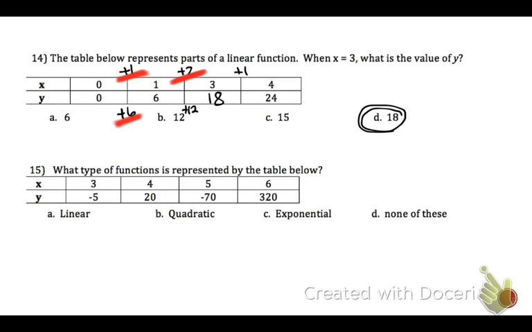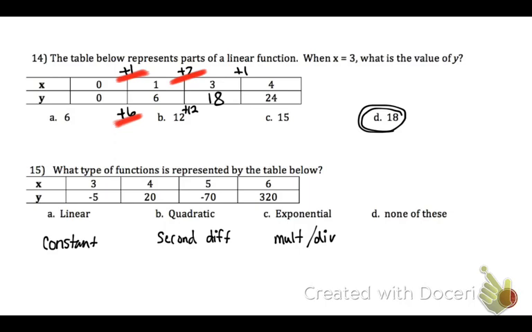Problem 15. What type of function is represented by the table below? So just a reminder, linear is where we add or subtract a constant number. So this is a constant change. Quadratic is where we find the second difference and find that that's the same. Exponential is multiplying or dividing. And none of these is if none of those occur.